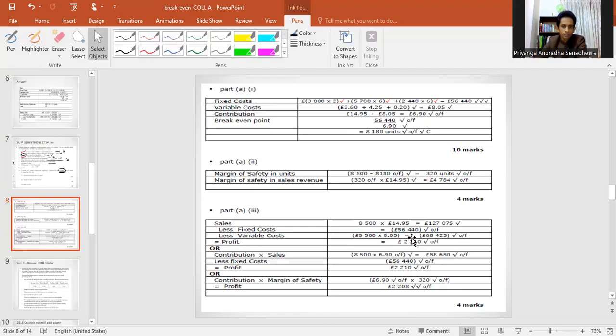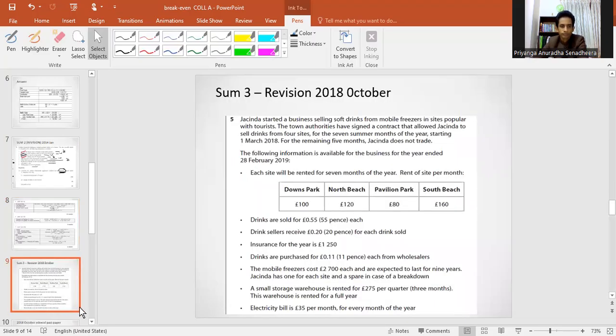Okay. So another two ways to calculate the profit will be the contribution minus fixed cost, and the other one is contribution times margin of safety. So remember all these formulas to calculate the profit based on the information given in the sum. Okay, that question is also finished. So we are moving to the next one.